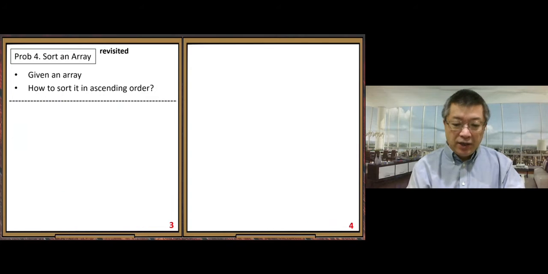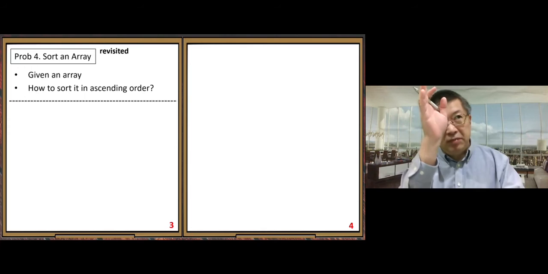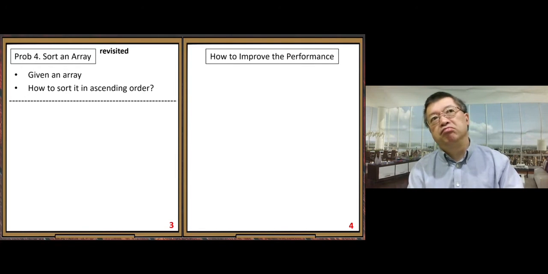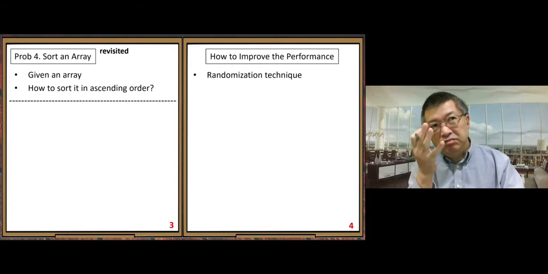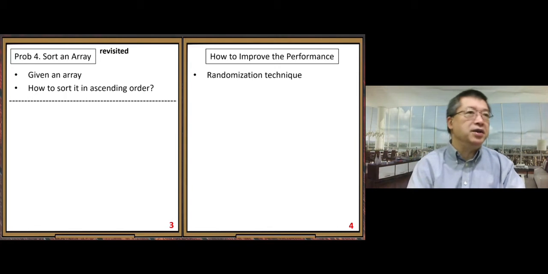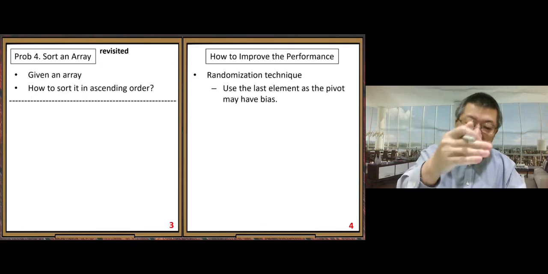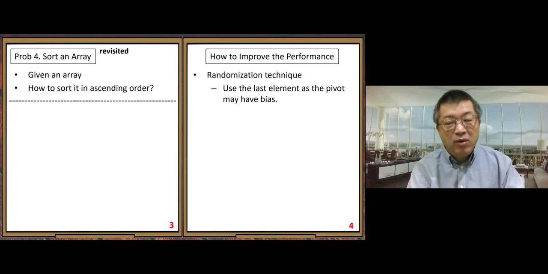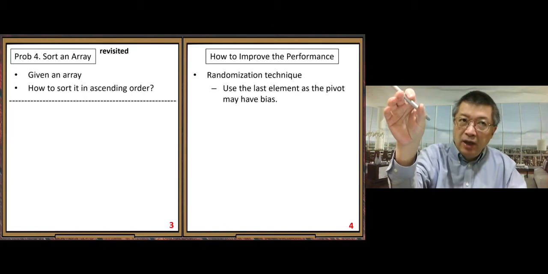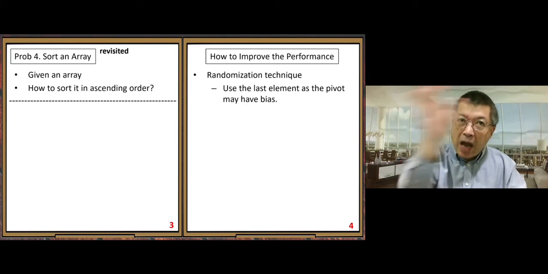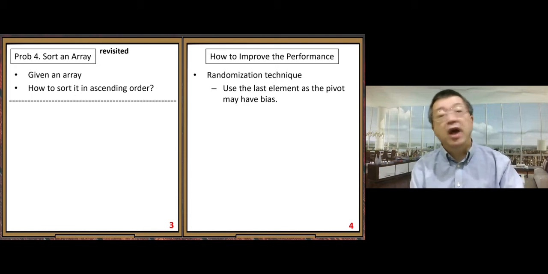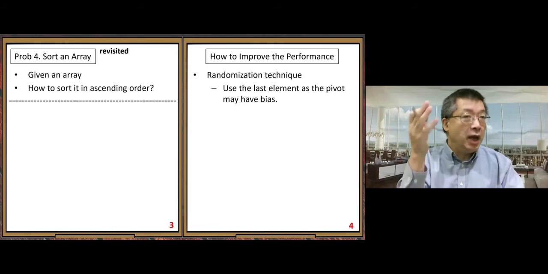Yeah. All right. So next, we like to go to our last question. How to improve the performance. Yeah. Here, I just give you a few simple ideas. First, randomization technique. Randomization. Remember, when we pick the pivot element, we do not favor any element in the given array. Right? Any element can be used as the pivot.